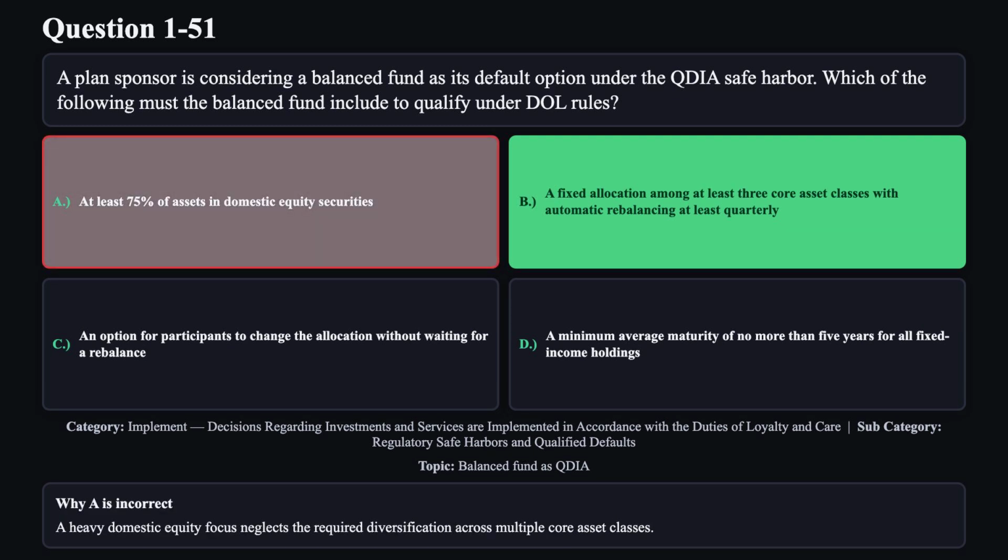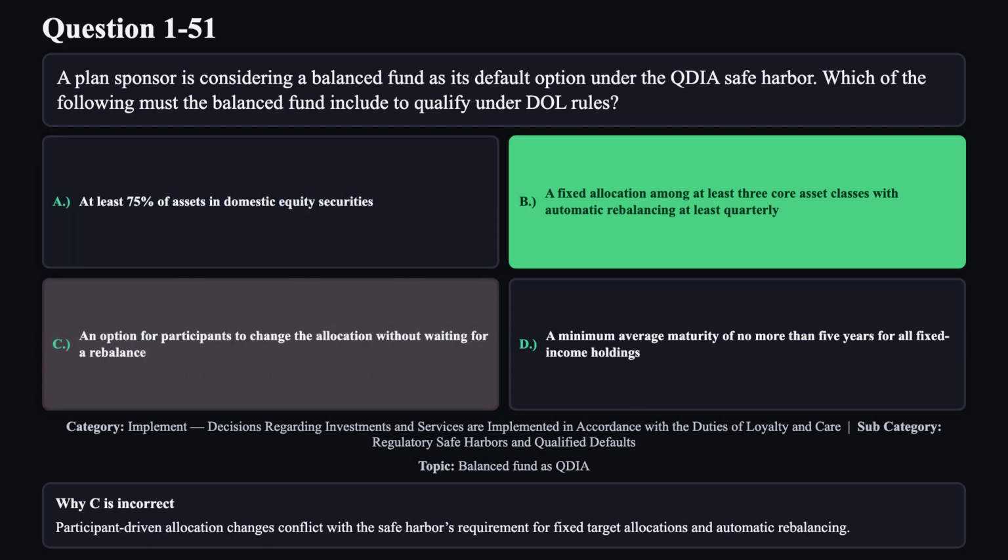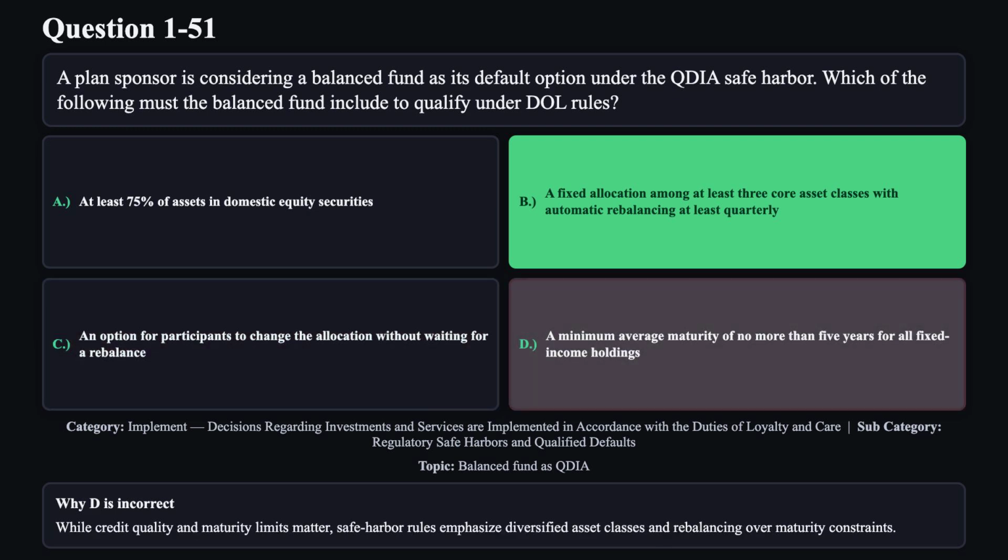Reason A is not correct. A heavy domestic equity focus neglects the required diversification across multiple core asset classes. Reason C is not correct. Participant-driven allocation changes conflict with the safe harbor's requirement for fixed target allocations and automatic rebalancing. Reason D is not correct. While credit quality and maturity limits matter, safe harbor rules emphasize diversified asset classes and rebalancing over maturity constraints.